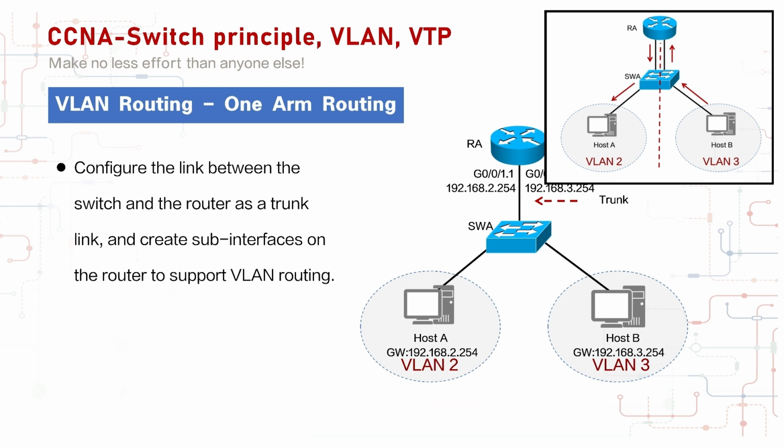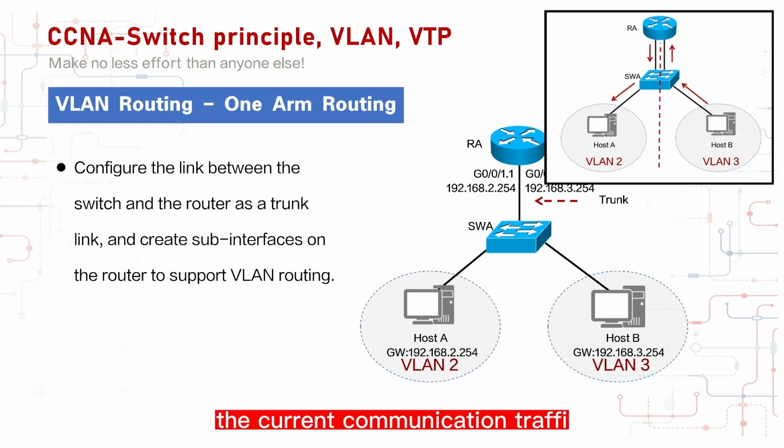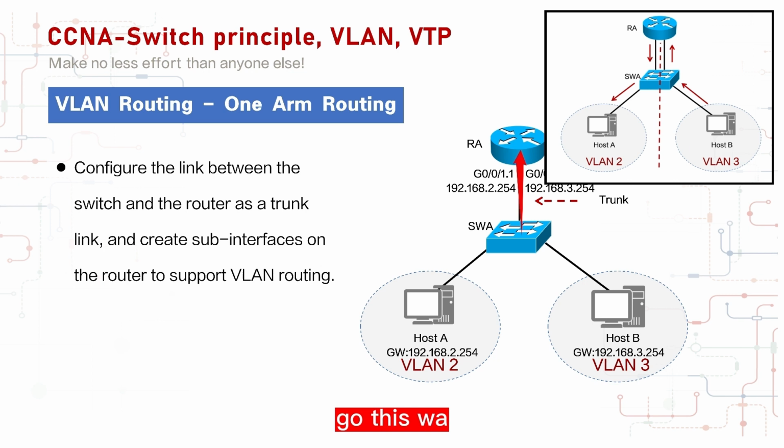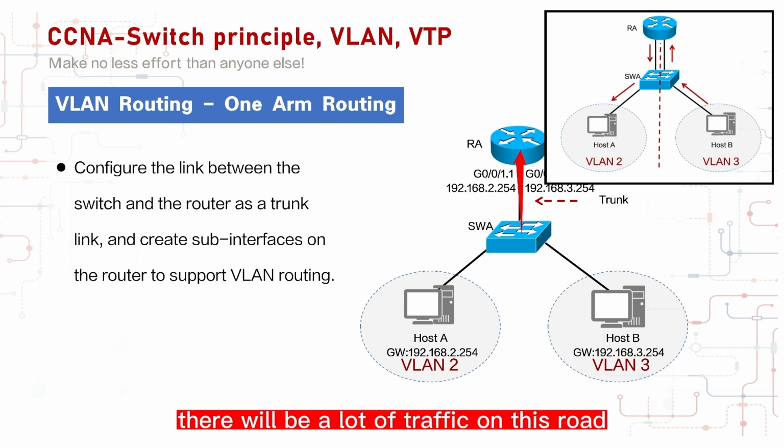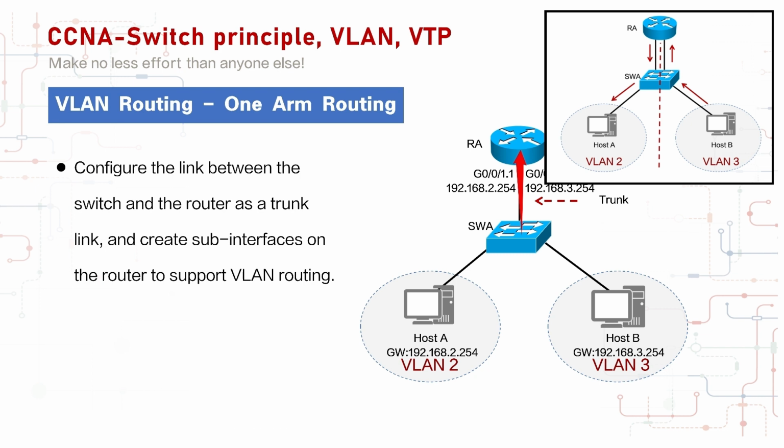And a third point. This link will have certain congestion problems. That is, the current communication traffic between VLAN 2 and VLAN 3 goes this way. In the future, if you access other VLANs, you will also take this route. There will be a lot of traffic on this road, piled onto this one line. This is pretty much the same as the single point of failure problem. All traffic between VLANs follows this line. It is not optimized. So one-arm routing will have such a problem. So how to solve it?